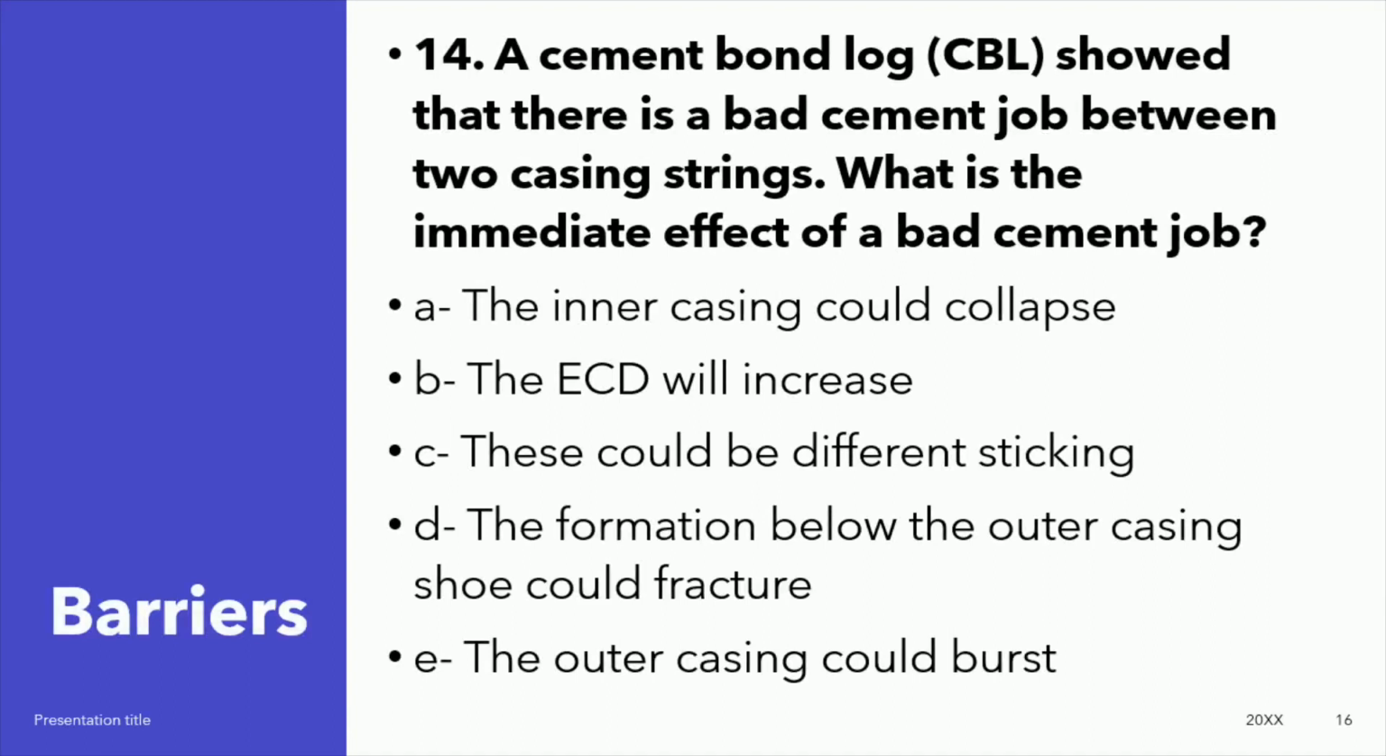A cement bond log, CBL, showed that there is a bad cement job between two casing strings. What is the immediate effect of a bad cement job? A. The inner casing could collapse. B. The ECD will increase. C. There could be differential sticking. D. The formation below the outer casing shoe could fracture. E. The outer casing could burst. The correct answers are A, D, and E.